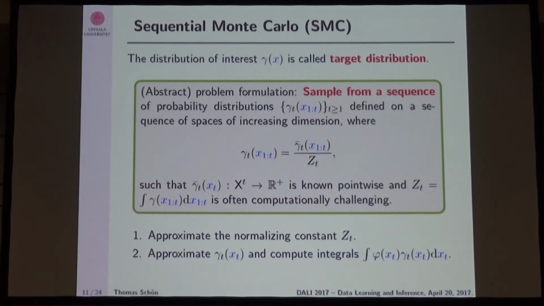And why would we be interested in a problem like this? Well, it might be interesting just to find the normalization constant in certain applications, or you want to approximate the target distribution, or you want to solve some integral with respect to that target distribution. So an important question here is, how general is this problem formulation? I would argue that it's actually extremely general. And I'll try to substantiate that to some extent. At least it covers all nonlinear dynamical systems, but it also covers quite a few other things.